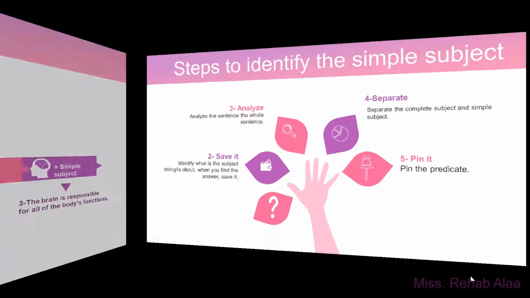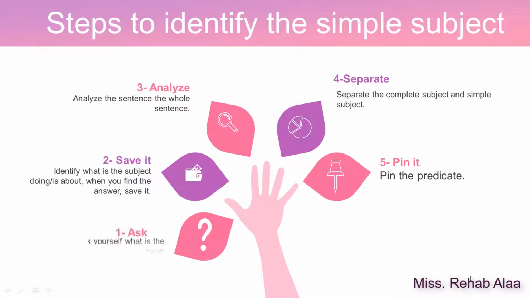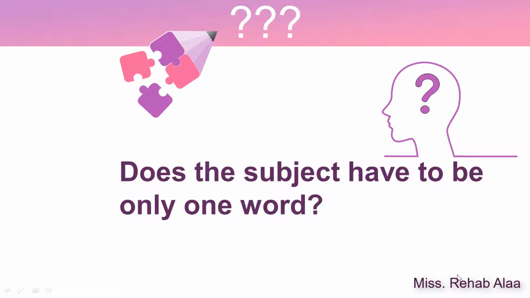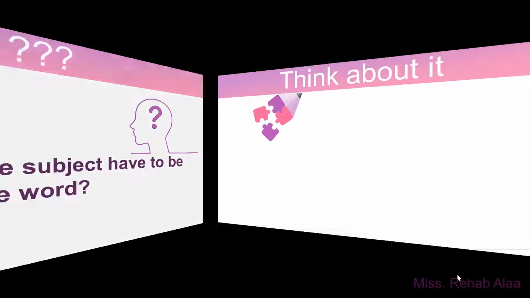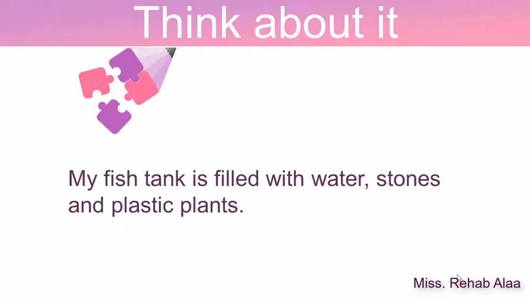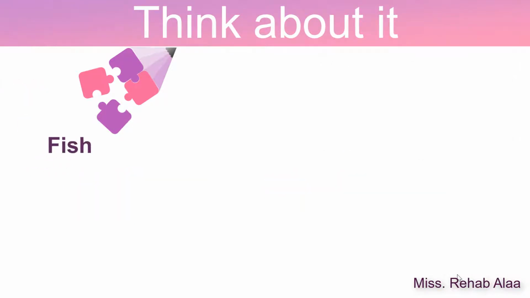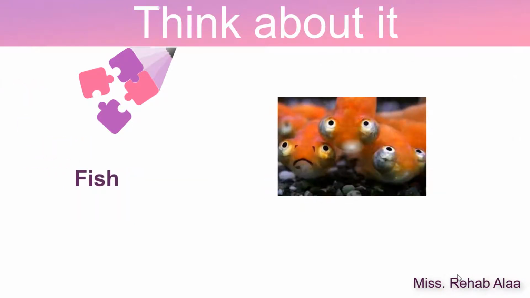In our first step for identifying simple subjects, we ask, what is the main core or the single noun of the sentence? By saying single noun, do I necessarily mean it has to be one word? This example will make it clear. If we ask about the simple subject in the sentence, my fish tank is filled with water, stones, and plastic plants, and your answer is fish, then you're saying that the fish itself is filled with water, stones, and plastic plants, which does not make sense.